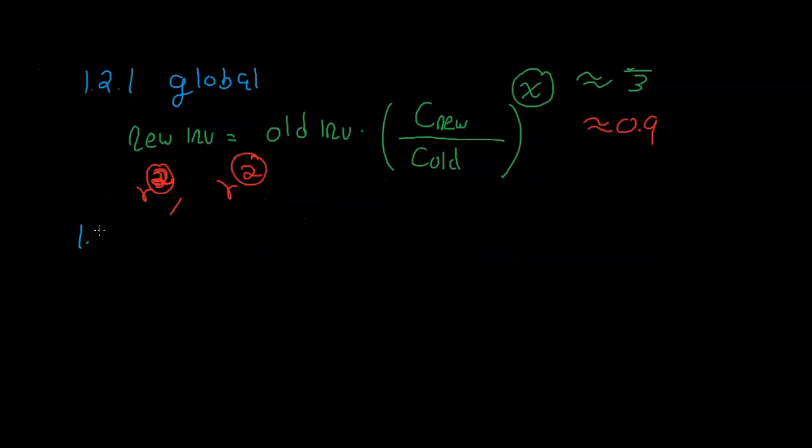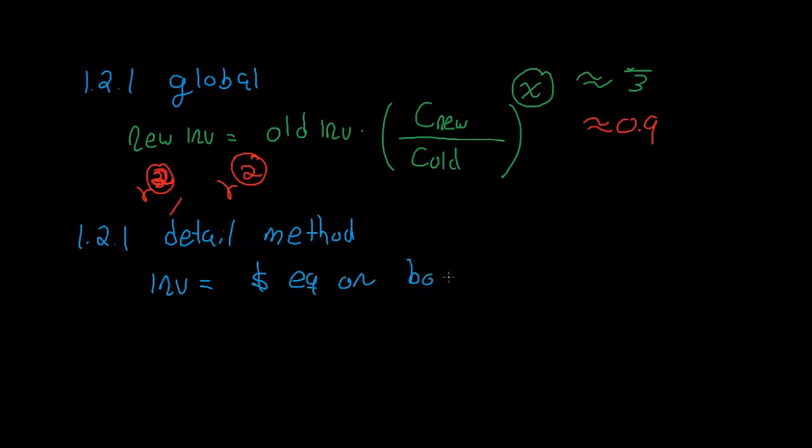And then there is another method which I find more interesting. So first one is the global method. Second method is called the detailed method, which is not very detailed. But anyway, it's a little bit better. So the investment, so this one we do it for equipment, is going to be equal to the price of the equipment on board, times a factor which we call the Lang factor.